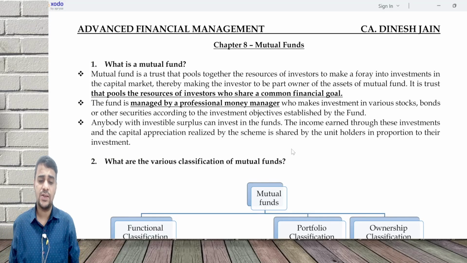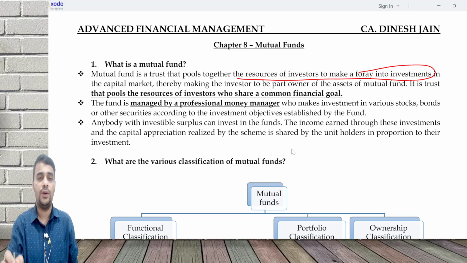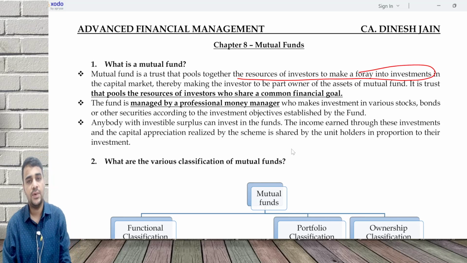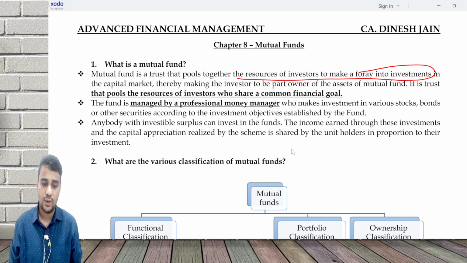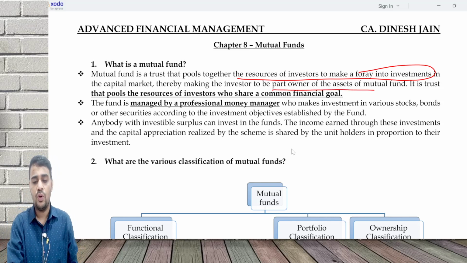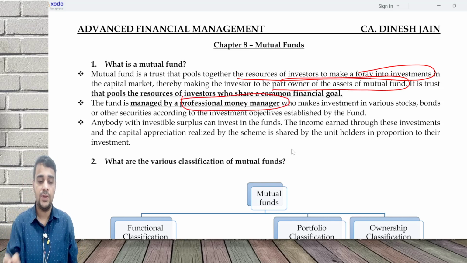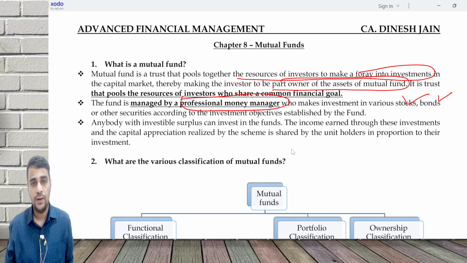So a mutual fund is a trust that pools together the resources of investors to make a foray into investments. It can be invested in debt, equity, money market instruments, real estate, gold. You become a part owner of the assets of the mutual fund. The fund is being managed by a professional money manager, or technically called a fund manager, who is going to invest in various assets like stocks, bonds, other securities according to the investment objective.